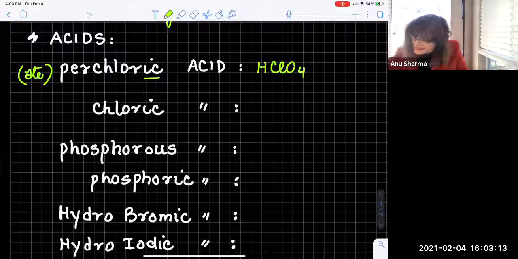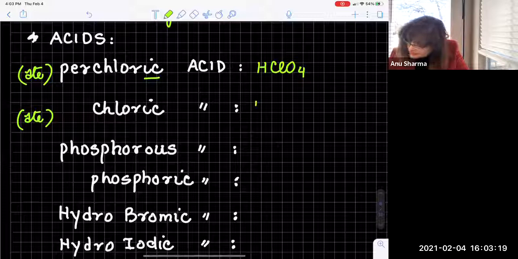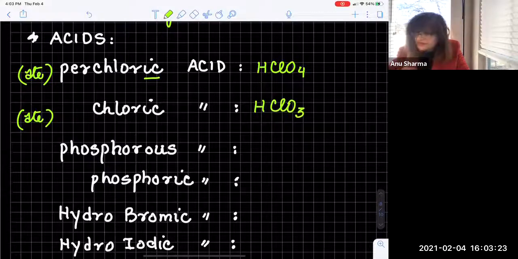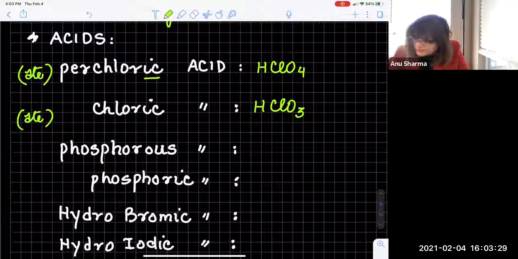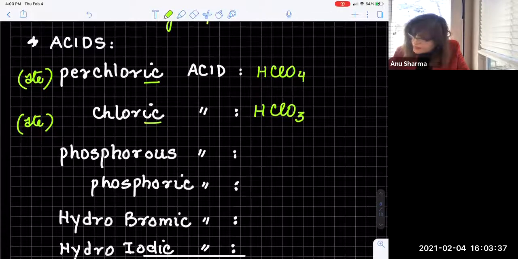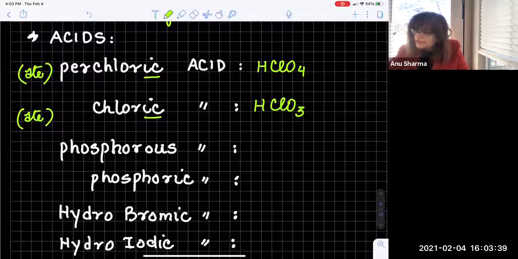Similarly, chloric acid. Chloric acid is again ic. That means it was ate. So this is HClO3. Okay? So that's the difference between perchloric and chloric. Both of them have chlorines. Oh, wait, perchlorate. Yeah, that is perchlorate, exactly.